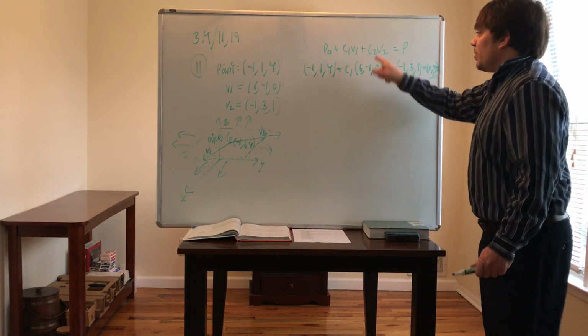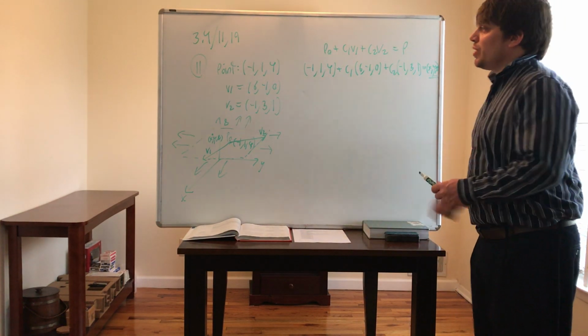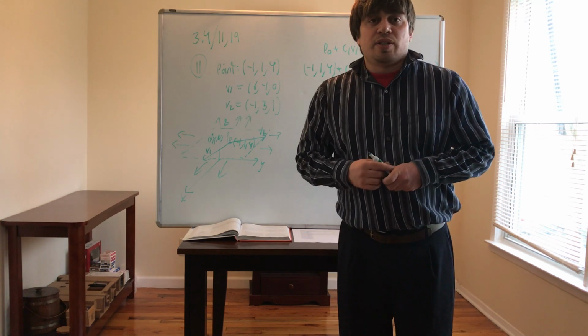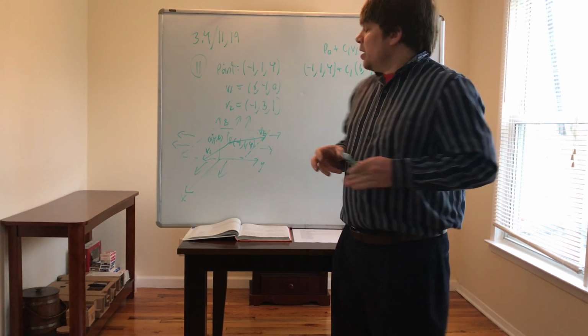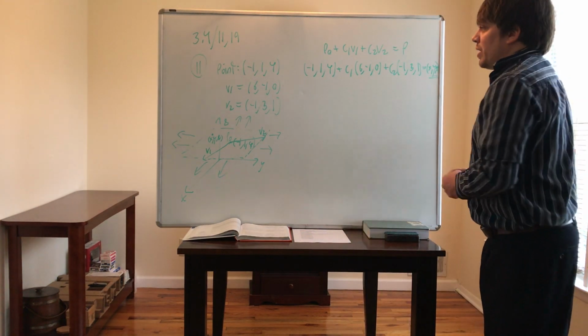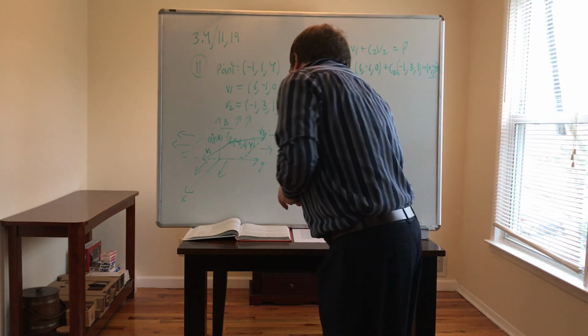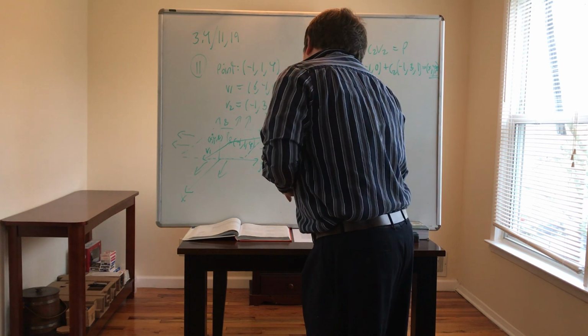P naught plus C1 V1 plus C2 V2, where V1 and V2 are non-collinear vectors, and they determine one unique plane that goes through them. Okay, so we have this formula here. And so again, the question is find vector and parametric equations of the plane.